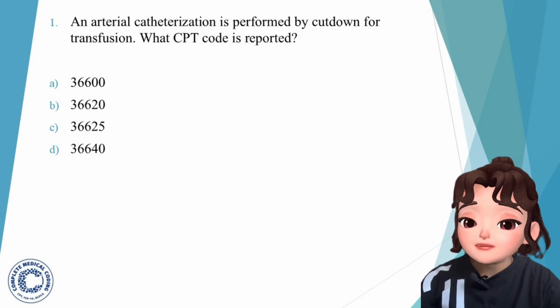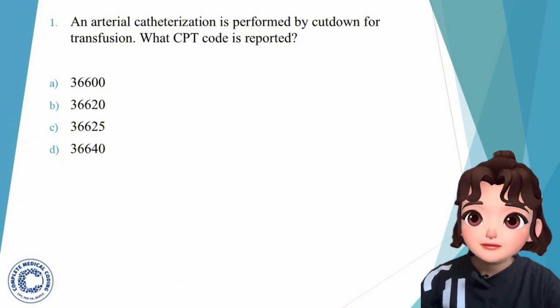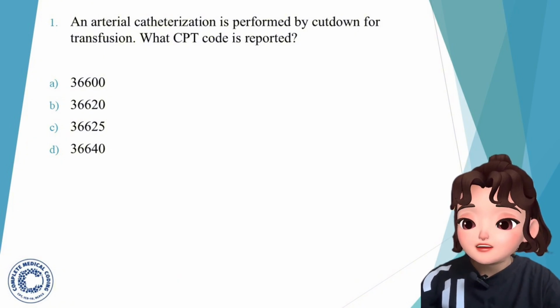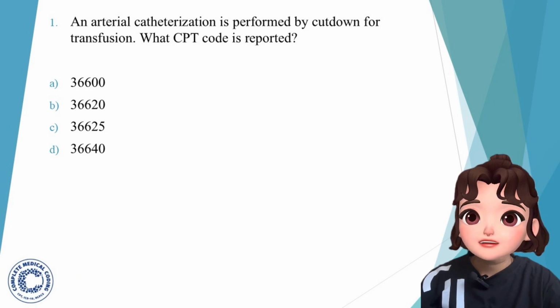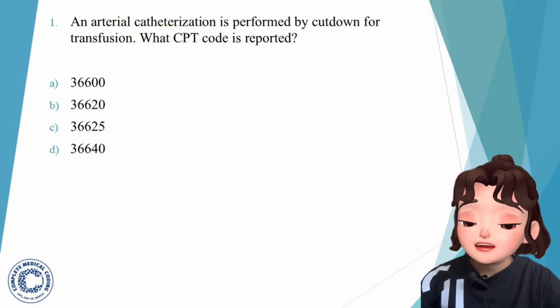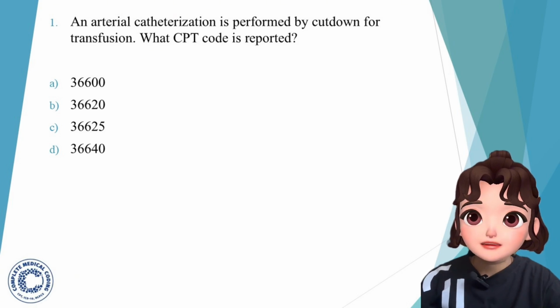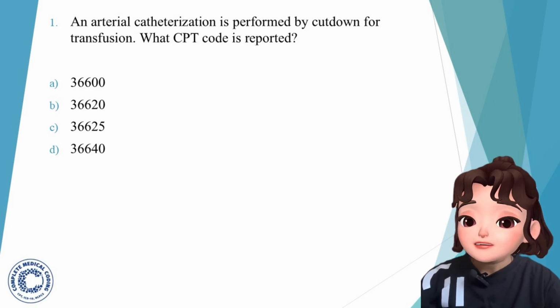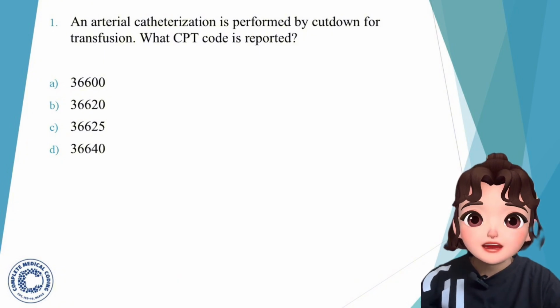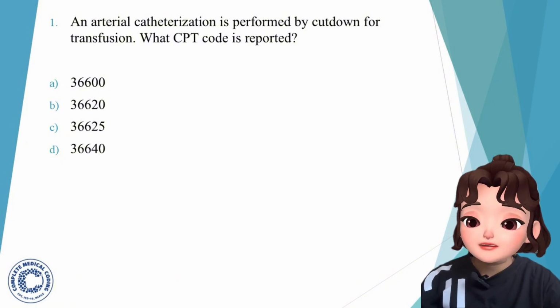36600 represents arterial puncture, withdrawal of blood for diagnosis. This is catheterization, so not puncture. Now, what is option B? 36620. Arterial catheterization or cannulation for sampling, monitoring or transfusion. Yes, this is for transfusion only, right? But 36620 is percutaneous. What we need is cut down. So go to the next code 36625, which is cut down.